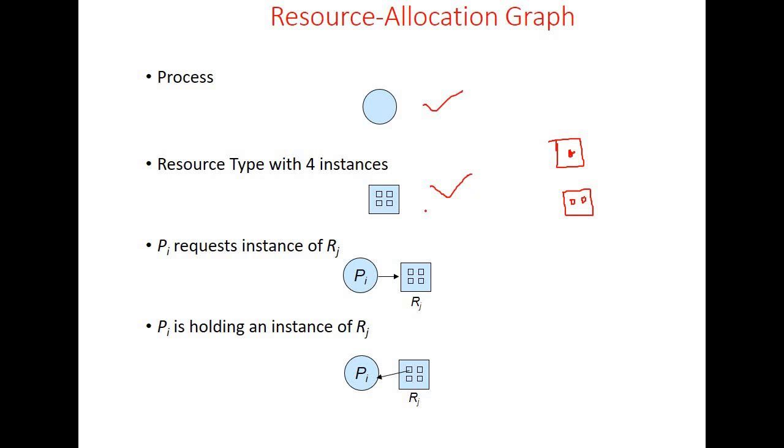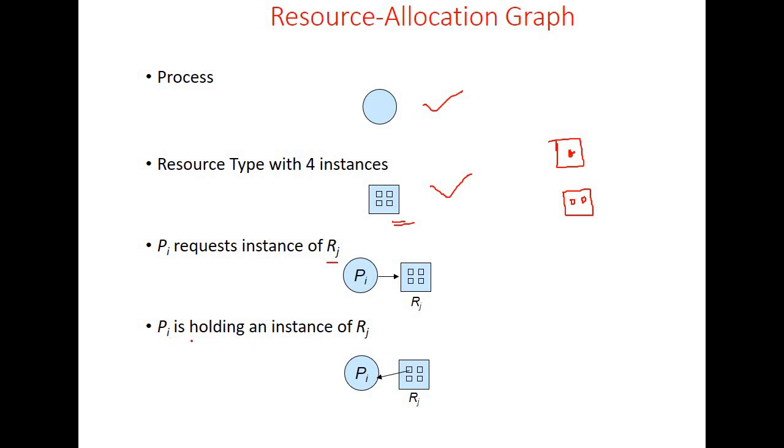Here 4 instances of the resource are available, so it is represented with a square with 4 instances. Now Pi is requesting one instance of Rj. Therefore this is a request edge. Pi is requesting one instance of Rj.